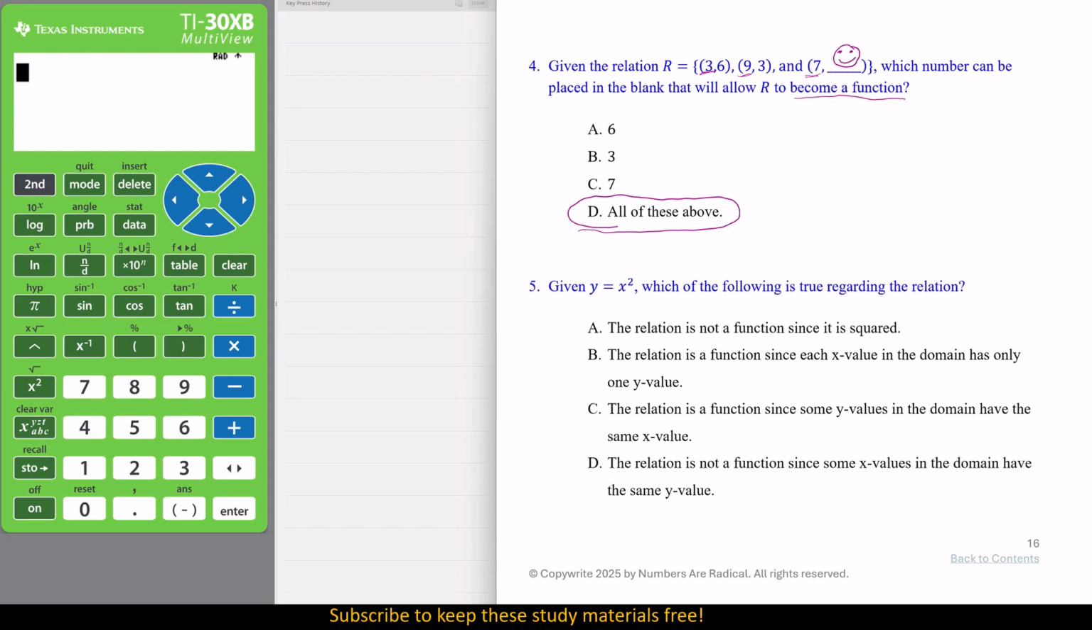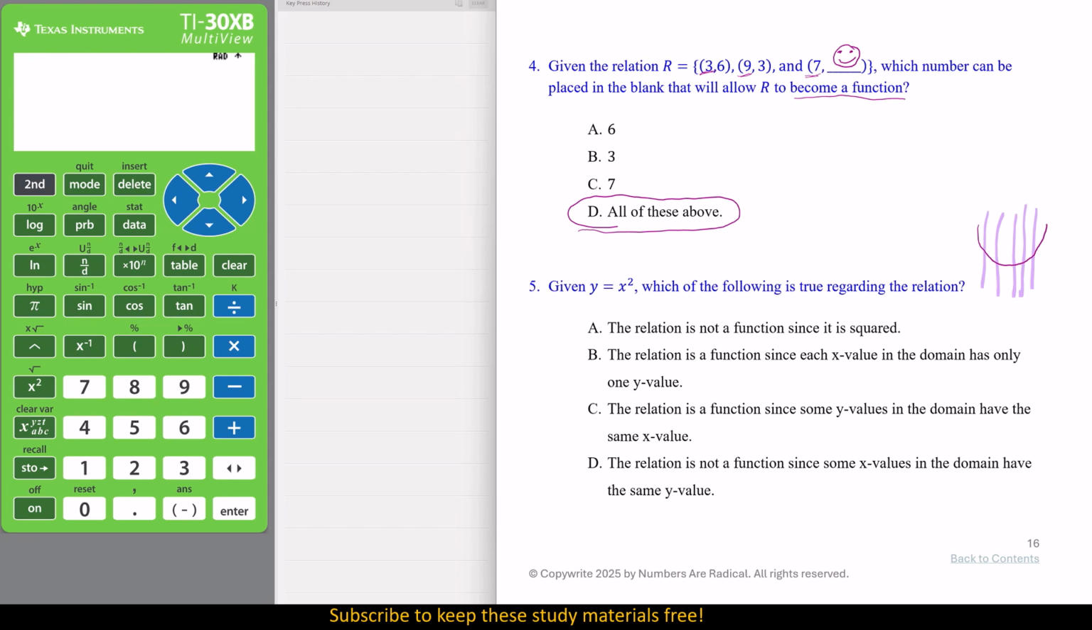Okay, let's look at number 5. Given y equals x squared, which of the following is true regarding the relation? First off, I need to make a comment. That relation is a function. X squared is a quadratic that points up. And if we want to use the vertical line test, no matter where we put our line through, we only hit the quadratic once. Therefore, it is a function.